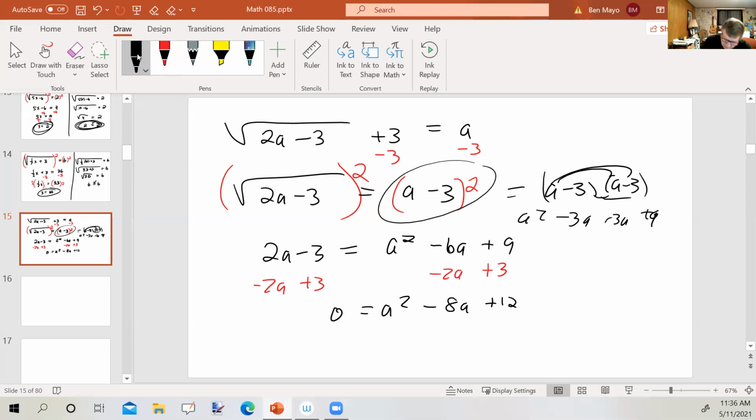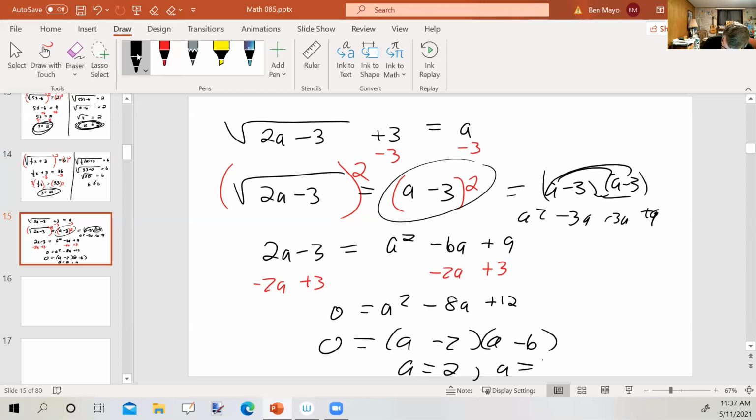Now, going back and factoring, we get a and a. How about minus 2 and minus 6? That would give us minus 8a in the middle and plus 12 at the end. So now we get a equals 2 or a equals 6.